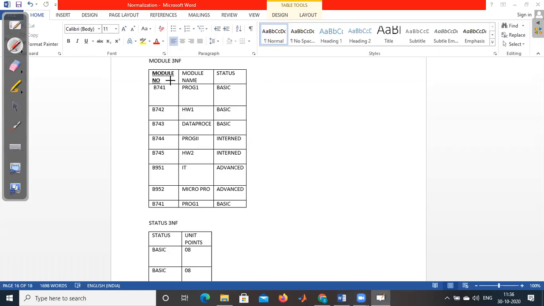Okay, so module number, module name, status. If you know the status, you can get the unit points. So here module number is the prime attribute or prime key. If you know this one, you can get these two.